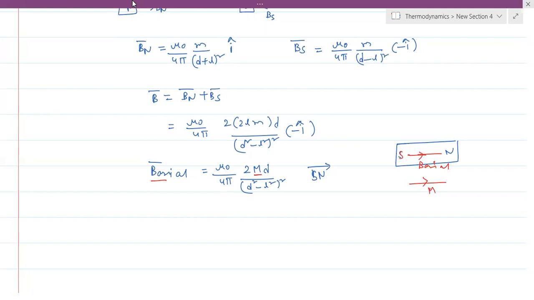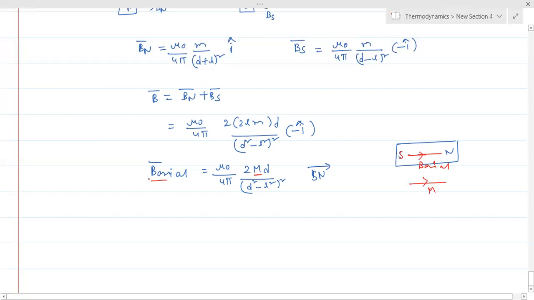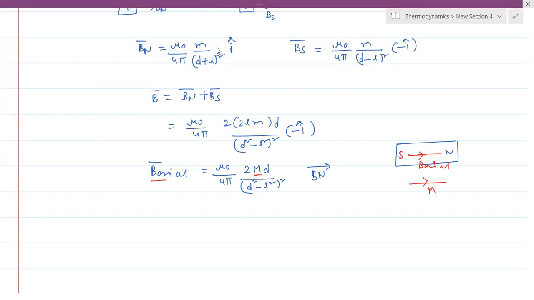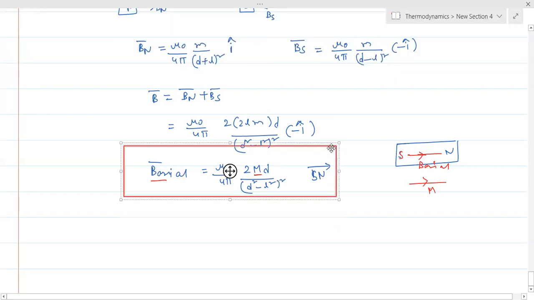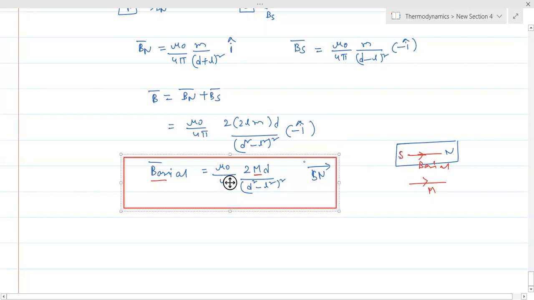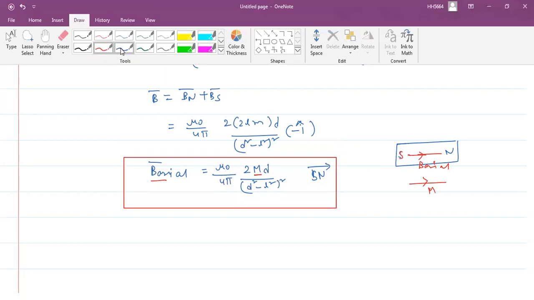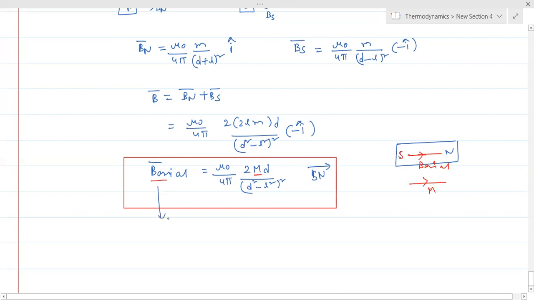So this is generally what we say for a long bar magnet. This is the relation we always think of for a long bar magnet. So this is for a long bar magnet.